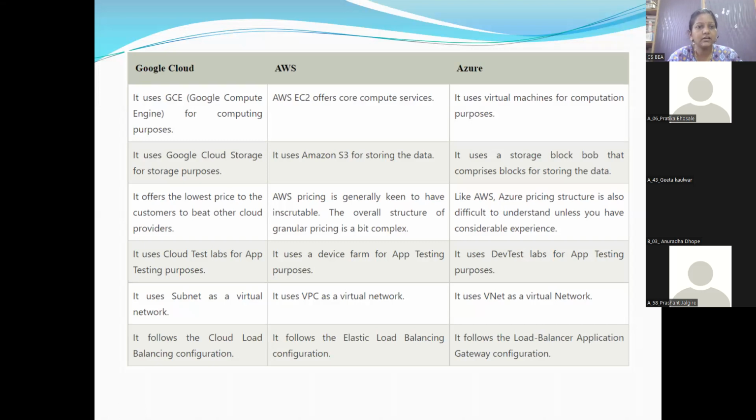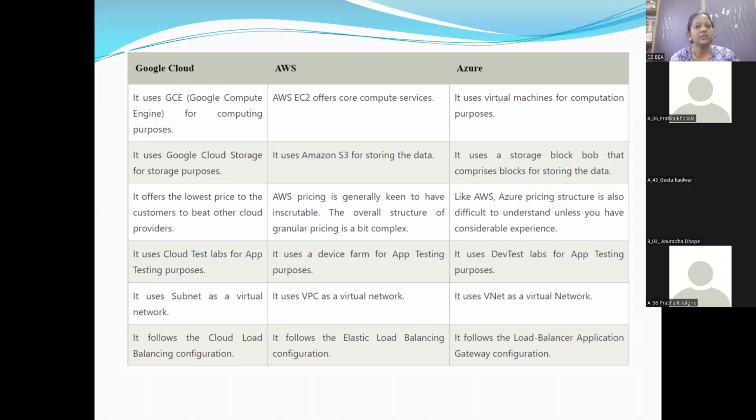So the difference: Google Cloud uses GCE, that is Google Compute Engine, for computing purposes. All the details of how it works, that part we have already covered. GCE is a very important structure in Google Cloud. Then AWS EC2 offers core compute services. And Azure uses virtual machines for computation purposes, so VMs are important in Azure.